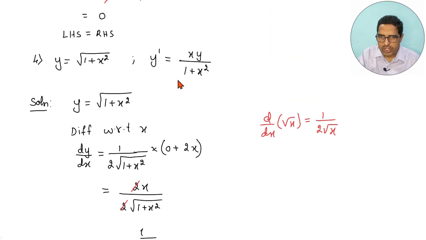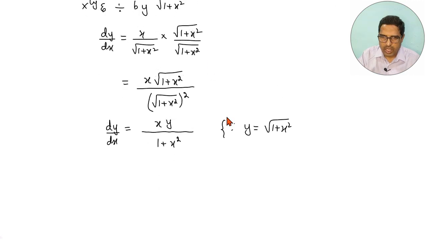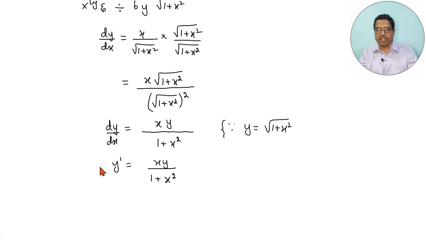Have you got that result here? dy by dx is nothing but y dash. So I can replace this dy by dx with y dash. So y dash will be equal to xy by 1 plus x square. Hence, we have verified the differential equation.